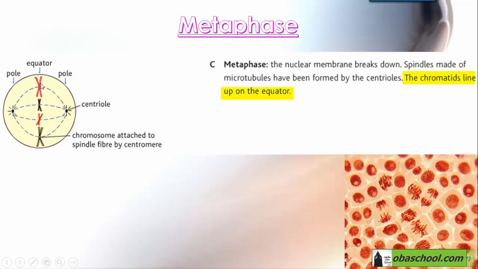The chromatids are attached to these spindles and they line up on the equator of the cell, forming this line right here. This is what happens in metaphase. And how these chromosomes are lined up at the equator is through their attachment to the spindle fiber by their centromere.